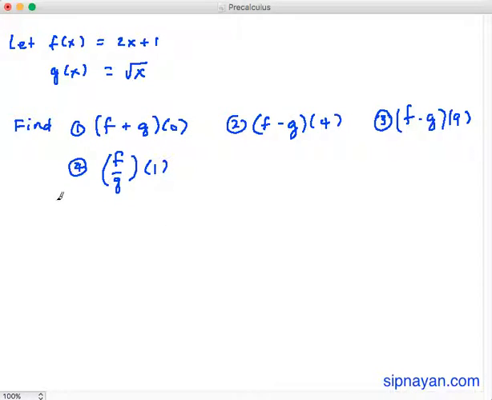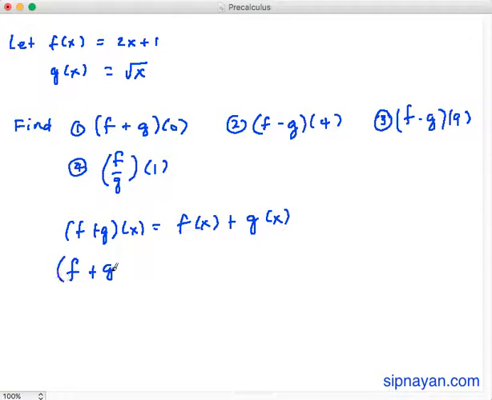No, kung maalala nyo, pwede nyo balikan yung video, sabi doon, (f + g)(x) is the same as f of x plus g of x. So, ibig sabihin, (f + g)(0) here is the same as f of 0 plus g of 0, x natin 0 din.